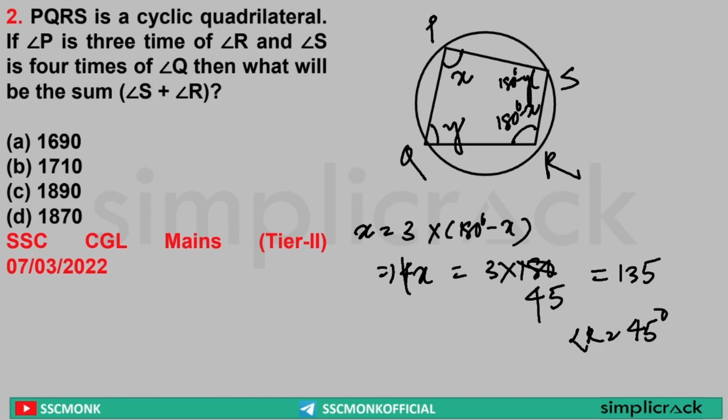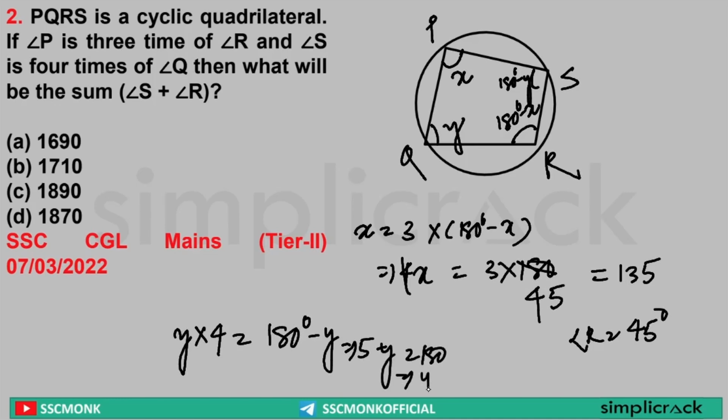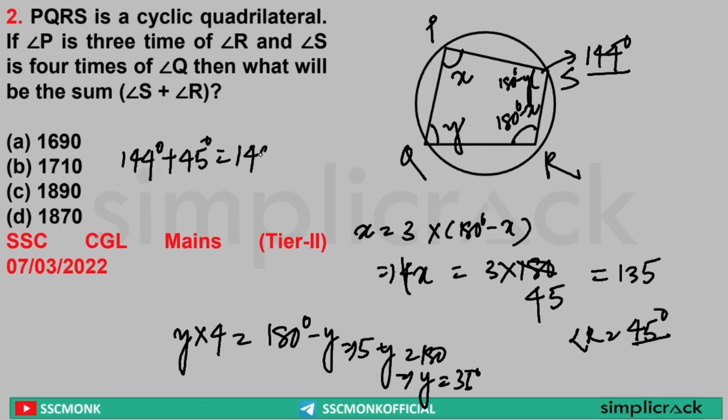Now it is saying S is 4 times Q. If Q is Y, so 4 times Y is equal to 180 degree minus Y. So 5Y is equal to 180 degree. So Y is equal to 36 degree. Now if Y is 36 degree, S is what? 180 minus 36 degree, that is equal to 144 degree. So what is the value of S plus R? S is 144, R is 45. So 144 degree plus 45 degree is equal to 189 degree. That is option C. Clear?